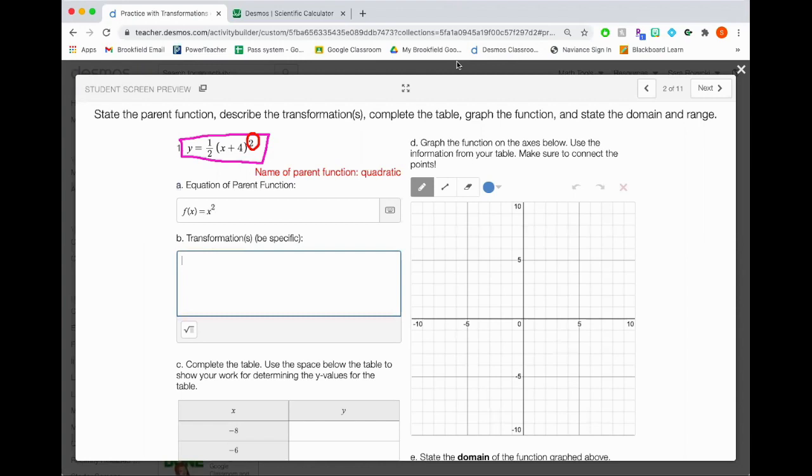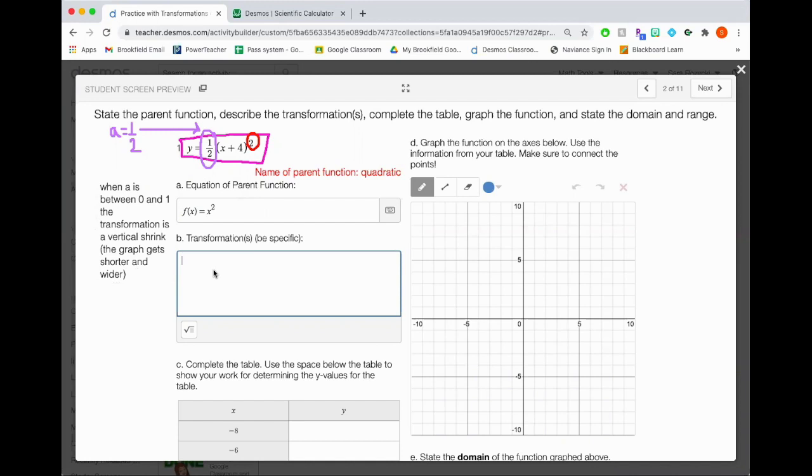And here there are two different things. So the first different thing is the 1/2 here. This is the a value. So I talk about a being equal to 1 or greater than 1 or things like that. This is a equals 1/2. And when a is between 0 and 1, the transformation is a vertical shrink, which basically means the graph gets shorter and fatter, like wider.